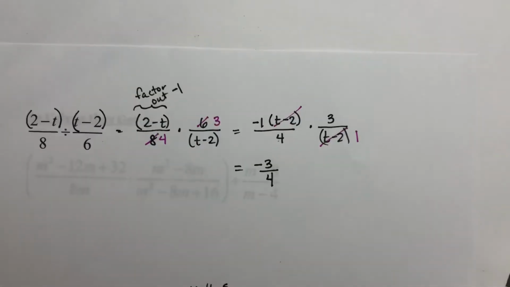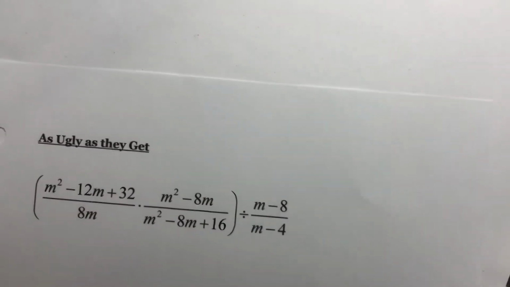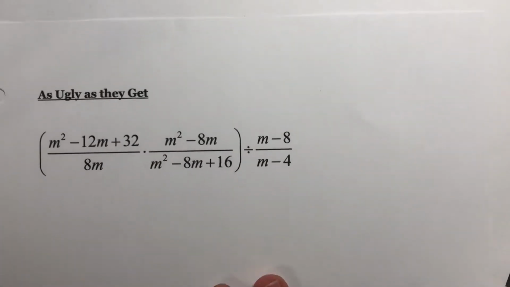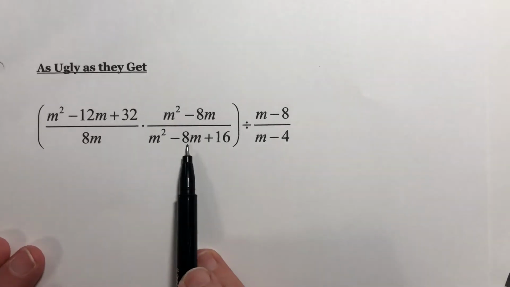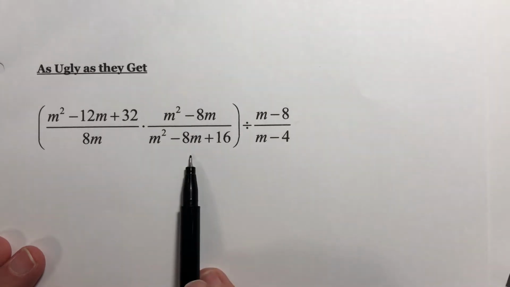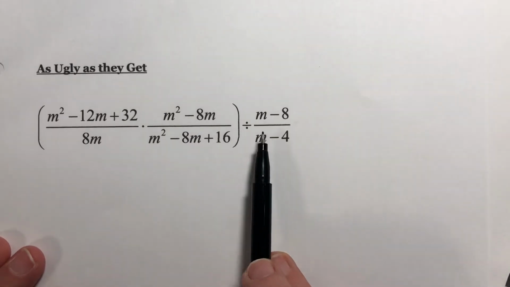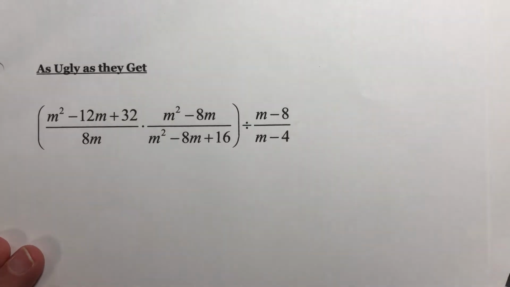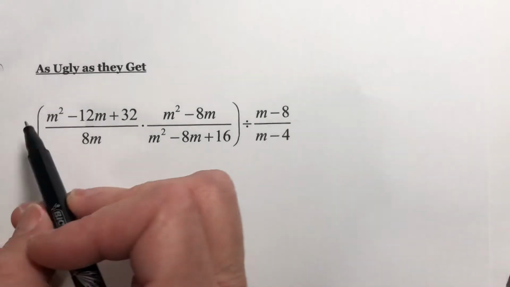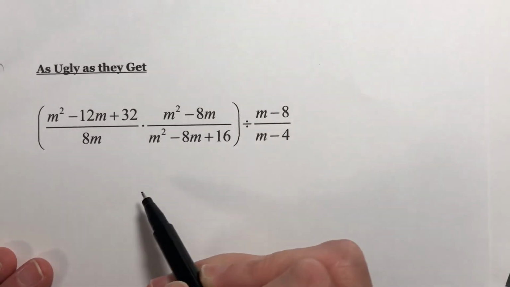Okay, so I like to work problems that are as ugly as they get. And this is about as ugly as they get in this section. We have a multiplication where we're going to have to factor a lot, and then we have a division. I'm going to start off worrying about these, and I'm just going to let the division follow us along until we're ready to use it. I need to factor all through here.